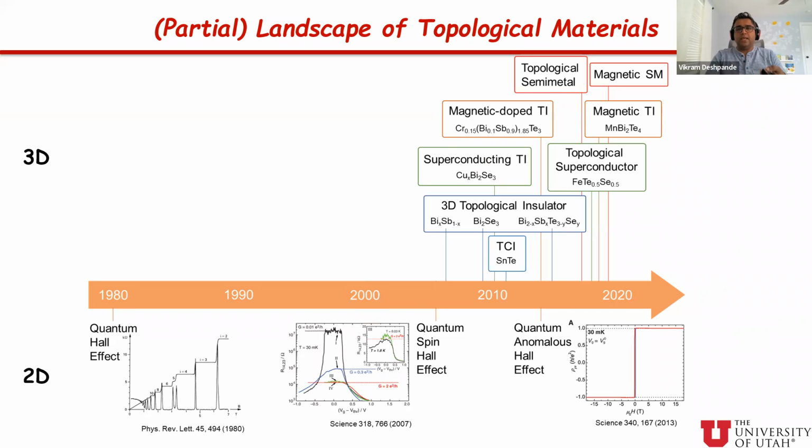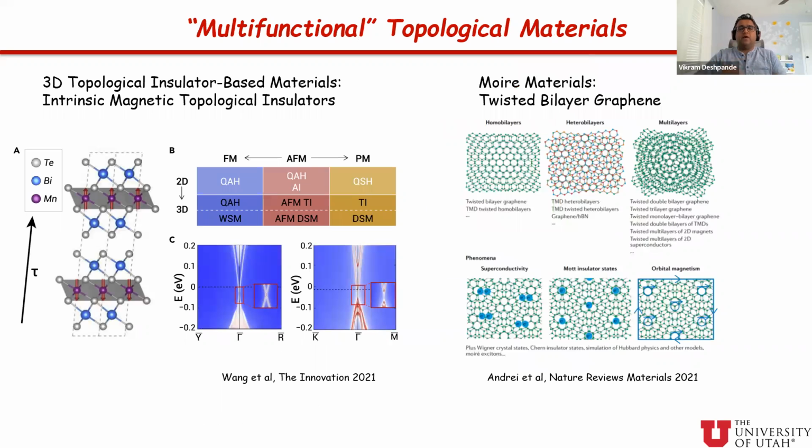More recently, for lack of a better term, we also have what are called multifunctional topological materials. And the idea here is that these are materials that have multiple ground states in the same material, and examples here include the magnetic topological insulators that I will talk about later, or moire materials such as twisted bilayer graphene, which again I will talk about later.